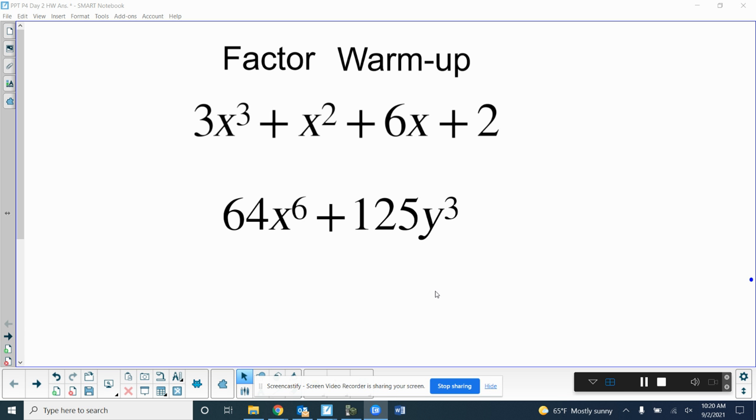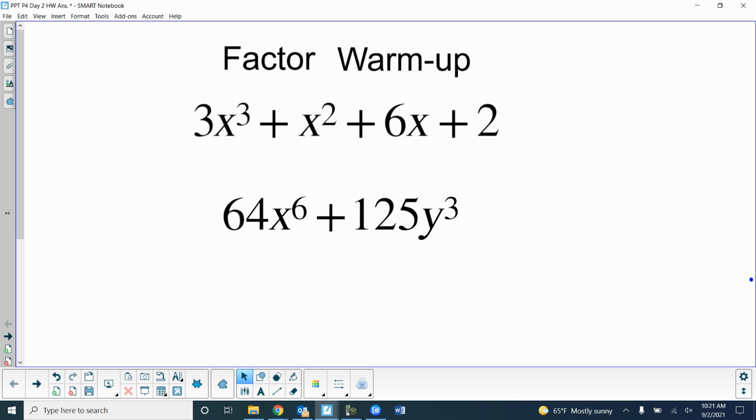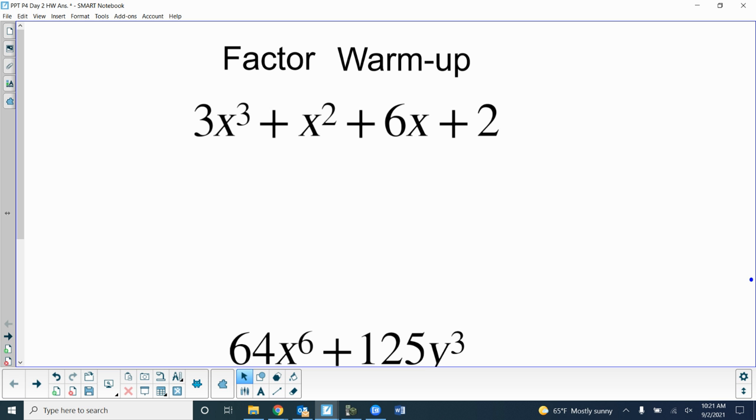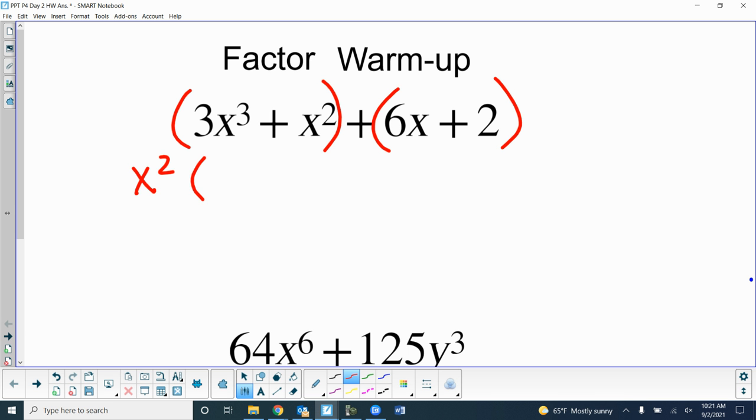All right, so like you said, it's a grouping problem. There's no GCF, right? So we group the first two and last two. That's how we always start these. And then we look for GCFs, right? Which is x squared, you guys told me? What's left? 3x plus 1. 3x plus 1, good. How about the second group?